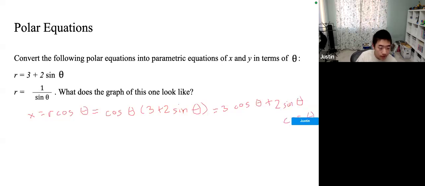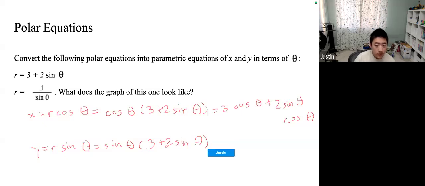And similarly for y, we have y equals r sine theta, which is sine theta times (3 plus 2 sine theta). Okay, for the second one, I'll go up here since there's not a lot of space.